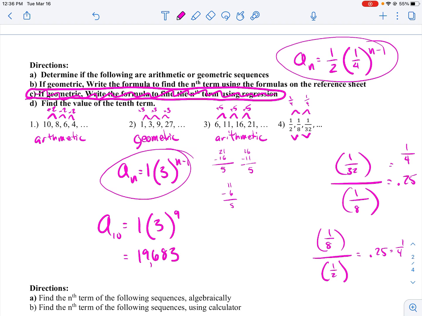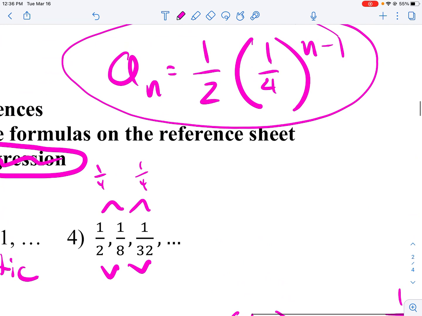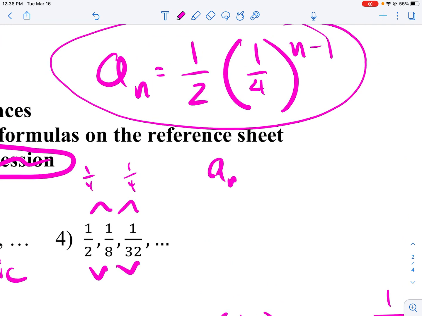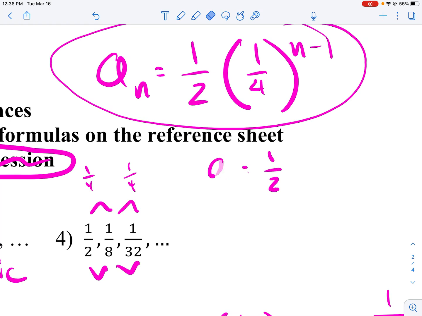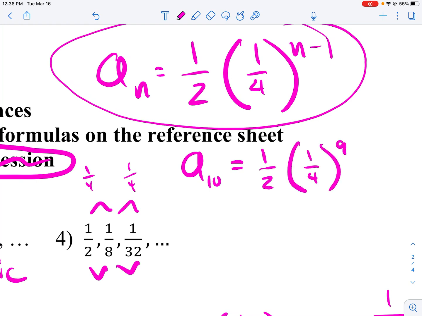19,683. And that is our 10th term in the sequence. And then over here, we zoom in. All right, so this is going to be a sub n is equal to 1/2. Oh, I'm sorry, we're looking for the 10th term, right? One half times 1/4. 10 minus 1 is 9. All right, so 0.5 times 4th raised to the 9th power. And you get this, 1.91 e to the negative 6. That e is just a 10 to the negative 6.